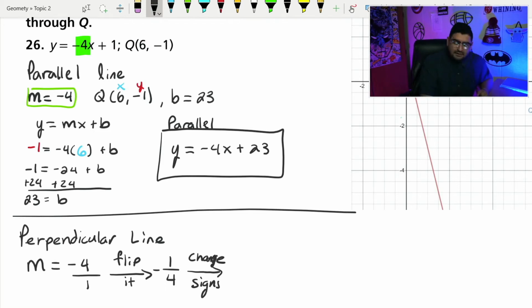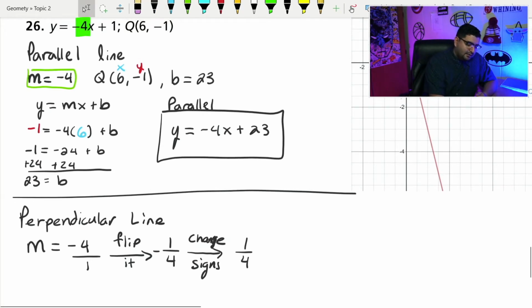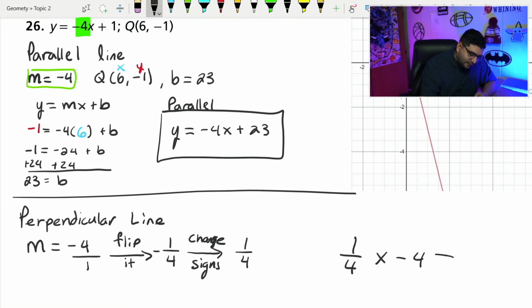So instead of it being negative, now it's going to turn into a positive. And this is how we find the slope of a perpendicular line. I know that the line that's going to be perpendicular to the one that they gave me here has to have the slope of a positive 1/4. And we can prove that these two slopes would be perpendicular to each other. We can multiply them. I can do 1/4 times -4 and I get -1, which we know has to be true for perpendicular lines.